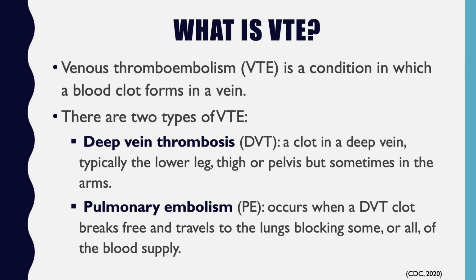First, I want to touch briefly on what a venous thromboembolism is. A venous thromboembolism, also known as a VTE, is a condition in which a blood clot forms in a vein. There are 2 types of VTE, deep vein thrombosis and pulmonary embolism. A deep vein thrombosis, or DVT, is a clot that has formed in a deep vein, typically in the lower leg, thigh, or pelvis, but sometimes they can occur in the veins of the arms as well. A pulmonary embolism occurs when a DVT clot breaks free and travels to the lungs, blocking some or all of the blood supply.